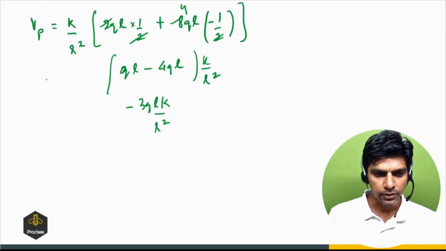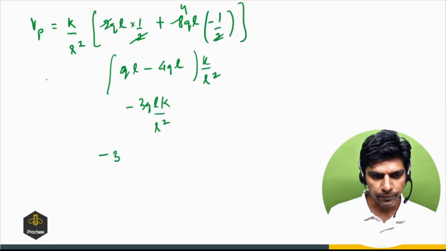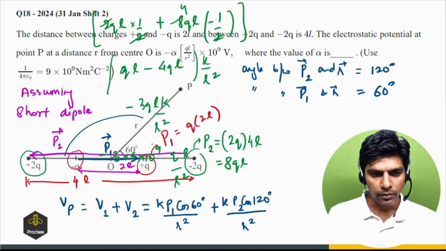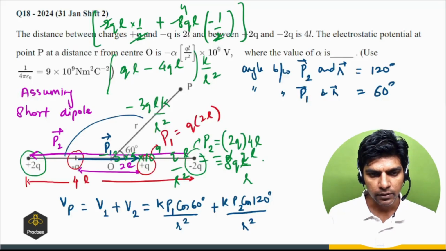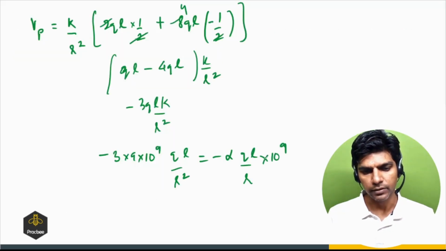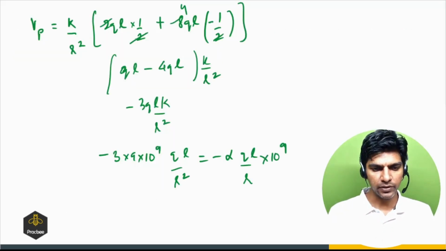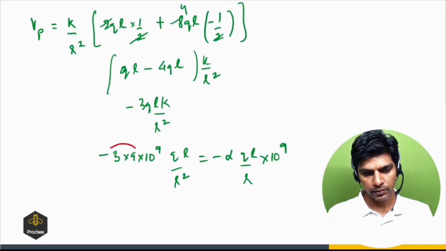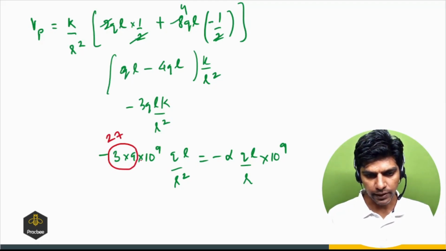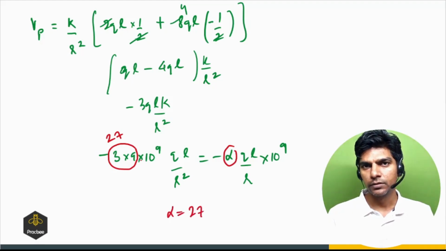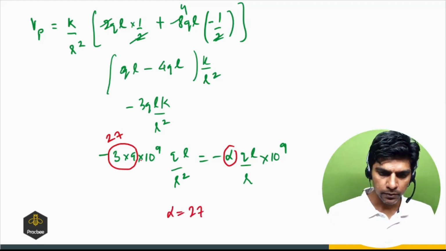Okay, let us put the values. So it will be minus 3 into 9 into 10 raised to power 9 QL by r square. And here we have given this is equal to minus alpha QL by r square into 10 raised to power 9. So if we compare left hand side with the right hand side, 3 into 9 is 27, and that will be equal to alpha. So alpha will be 27. So I hope this question is clear to you.